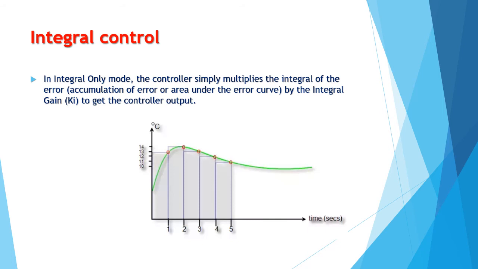When we have real-world systems, we can actually get an approximation to the area under the curve, which, as you can see from the diagram, gets better the faster we sample. In integral-only mode, the controller simply multiplies the integral of the error by the integral gain, or Ki, to get the controller output.